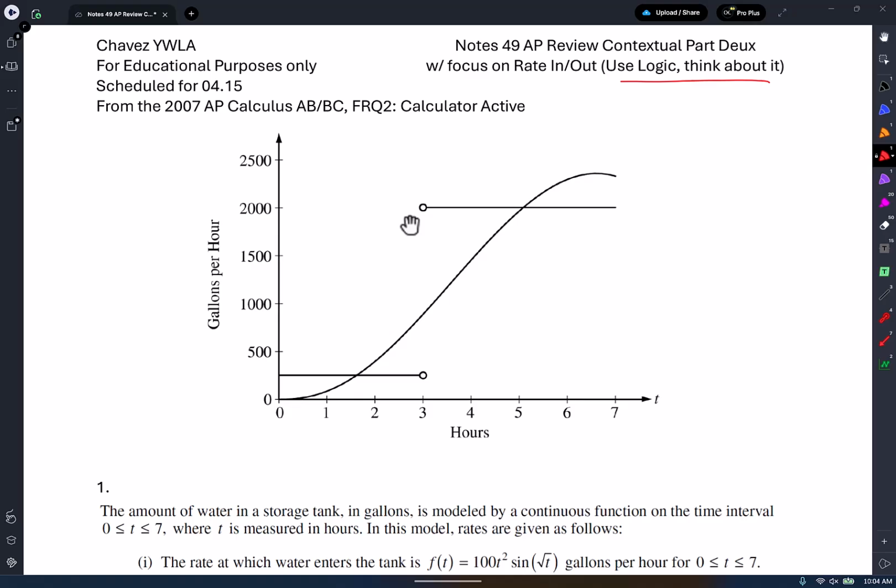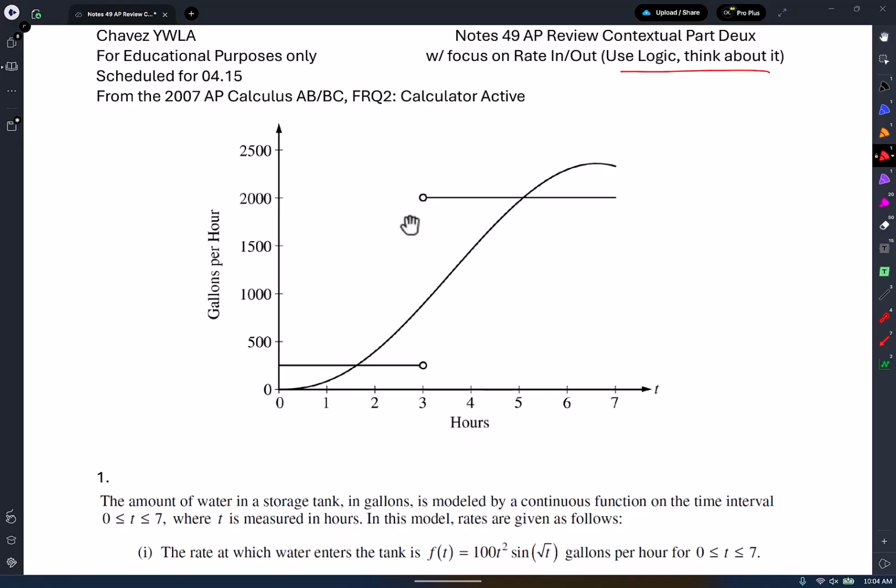Let's take care of this problem. All right, so here we go. This is a contextual question, part Dukes, because we're doing it again. You just got to put a little bit of thought into it. This is from the 2007 exam.